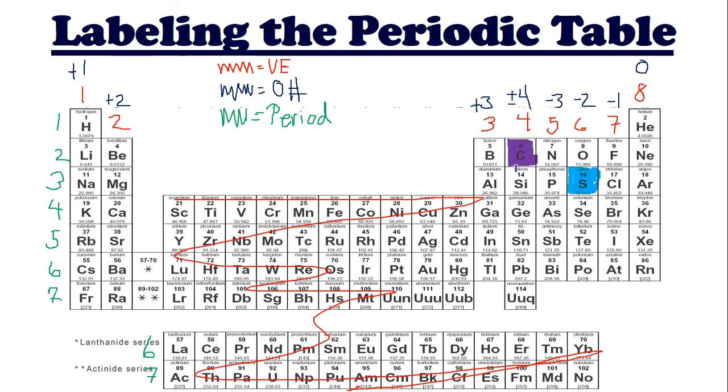All right, pause real quick, try to figure out the period, the valence electrons, and oxidation numbers. All right, carbon, it's in the second period. It has 4 valence electrons, and it has plus or minus 4 for its oxidation number.